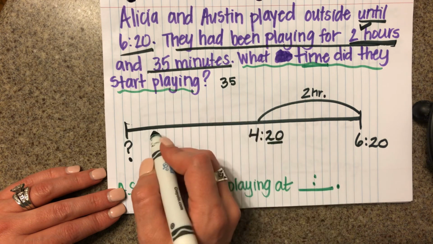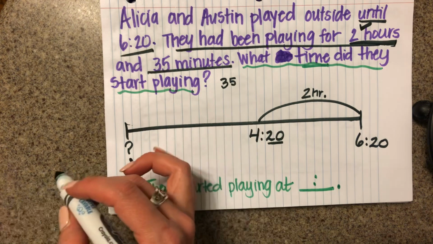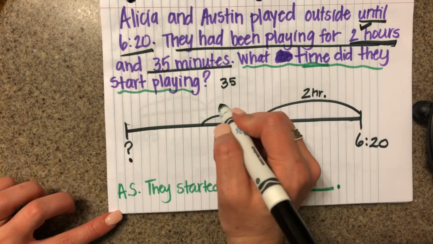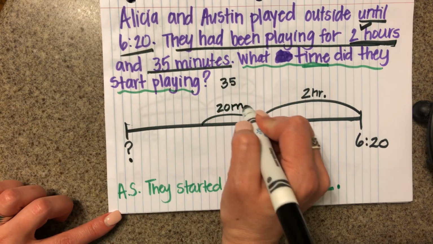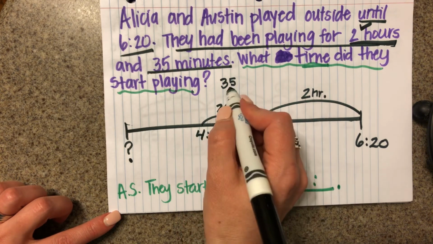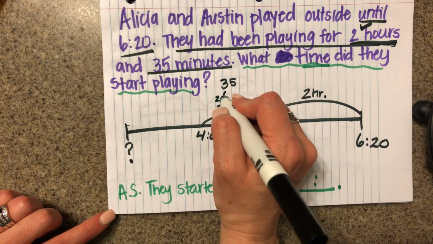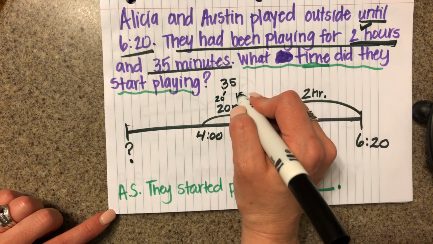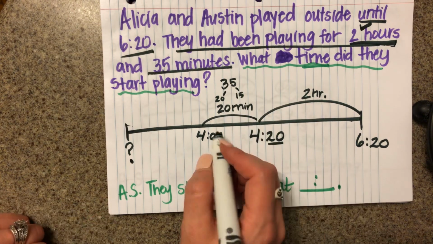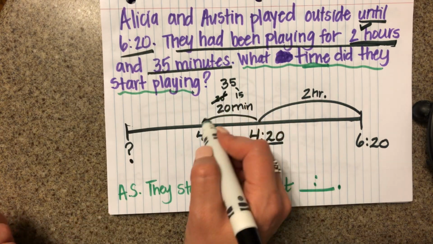If I want to jump back to my friendly number that came before that, my hour, I would have to take away 20 minutes, and that would put us at 4 o'clock. Now, of that 35 minutes, I've used 20. So that leaves 15 minutes left that I can jump backwards. I'm going to cross off the 20 because I've already used it.